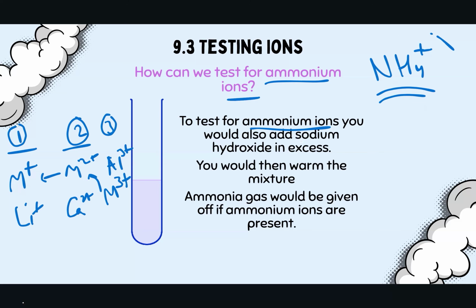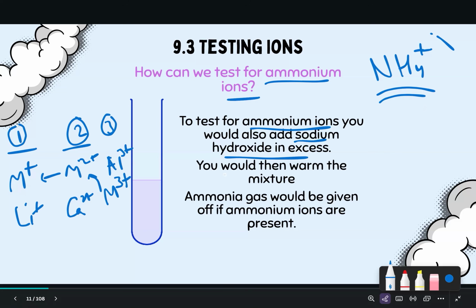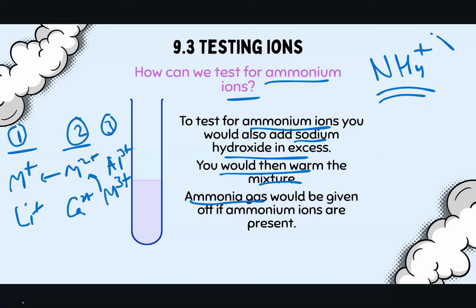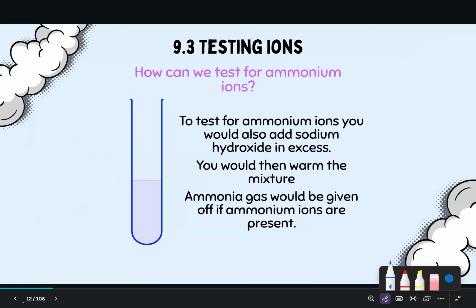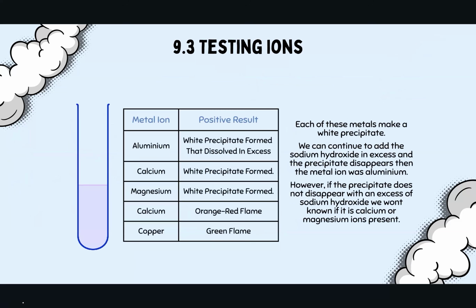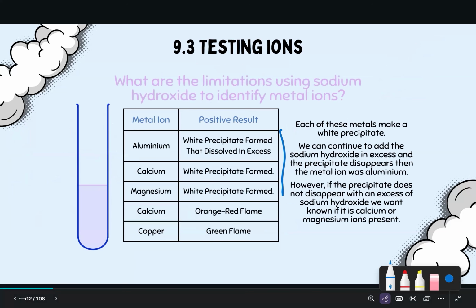So you'd add sodium hydroxide, then you warm the mixture. Now, ammonia gas would be given off if ammonium ions are present. So this is just explaining how you would tell the difference between aluminium, calcium, and magnesium, which I explained in the previous slide.